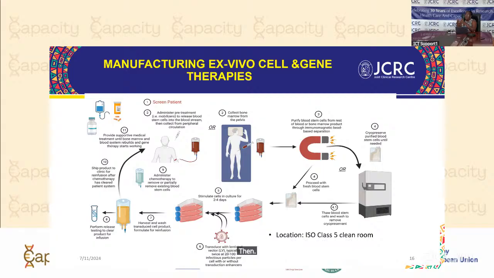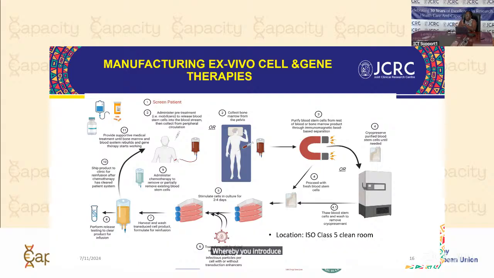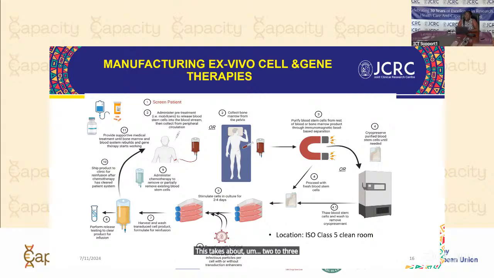Then when you isolate these stem cells, you can either cryopreserve them or continue on with the process directly, whereby you introduce your lentiviral vector or AAV, and then they will deliver the genetic material to modify the cells in a culture. This takes about 2 to 4 days, and it depends on the target cells. If it's something like T cells, you would need to culture them further for like 10 days in order to expand the number of cells that have been genetically modified.